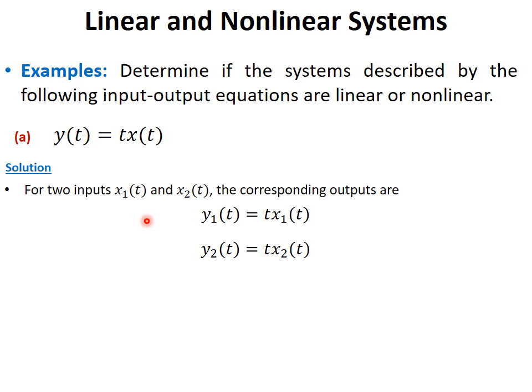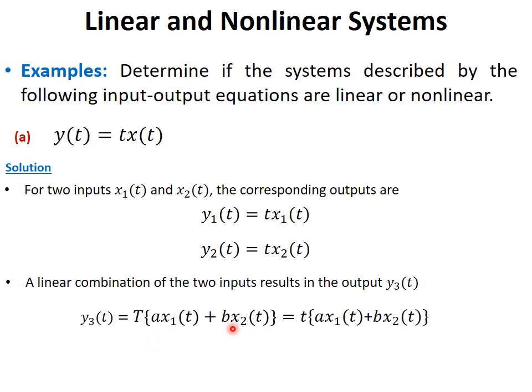Now these two inputs are scaled and combined together and applied to the input of the system like this. And let's say the output produced after applying the scale and combination of these two inputs is y3 of t, right? So a x1 of t plus b x2 of t are applied together to the system, and T here actually represents the function that system performs. It's the system operator. So the function that system performs is basically it multiplies t with whatever the input is applied, right? So here the input applied is a x1 of t plus b x2 of t, then this input would be multiplied with t. This is the output of the system when x1 and x2 are scaled and combined together and applied to the system. So y3 is equal to t times (a x1 of t plus b x2 of t).